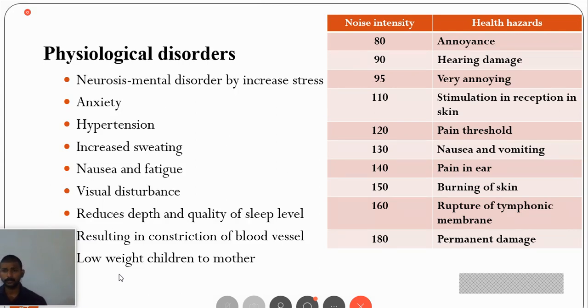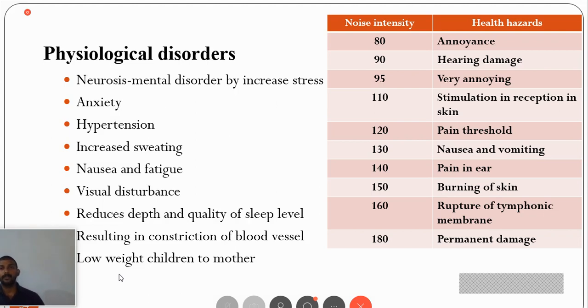And hypertension. While we are exposed to higher noise, surely the blood pressure will increase. Next is nausea and fatigue, where we get a tendency to vomit. And next is visual disturbance. There are chances of fainting. The higher noise impact will cause fainting and visual disturbance. We may not be able to see what is there. And lastly, reduced depth and quality of sleep contributes to constriction of blood vessels, so breakage of a blood vessel may also happen.